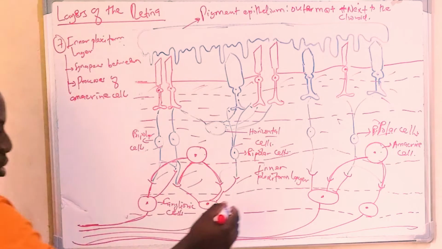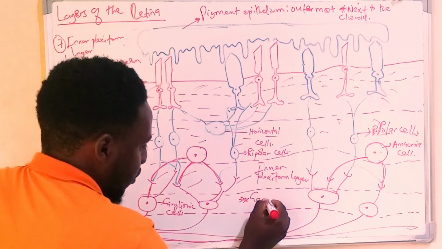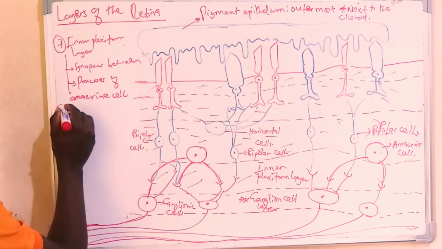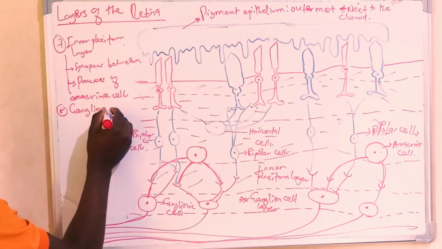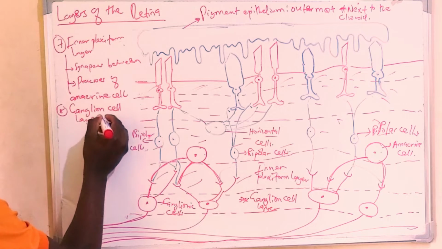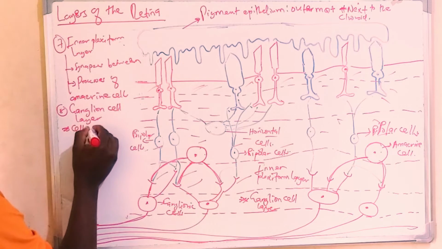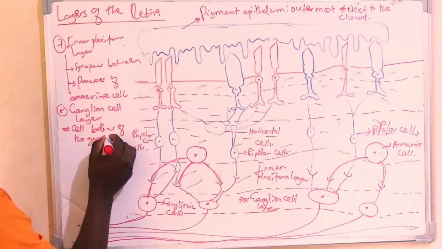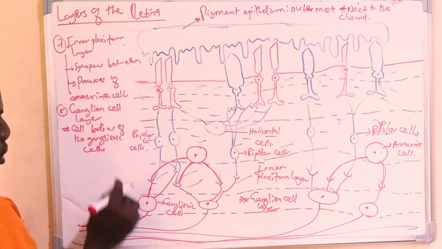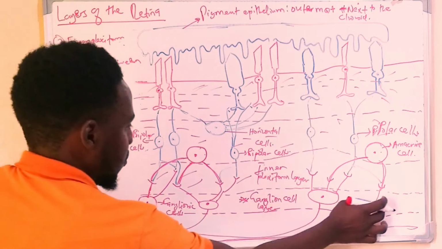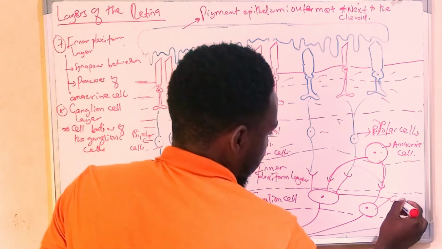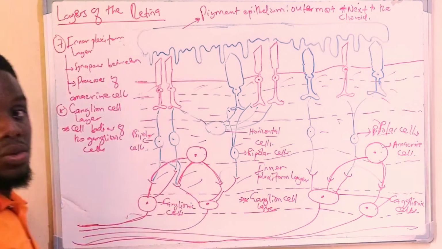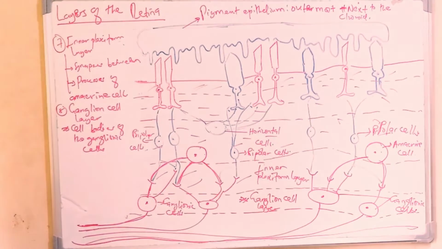Then the eighth layer is this layer here, the ganglion cell layer, or layer of ganglionic cells. In this one, you'll find cell bodies of the ganglionic cells. You can see cell bodies of the ganglionic cells present in here. Even these two are also ganglionic cells. So those are the layers that we're going to find in here.